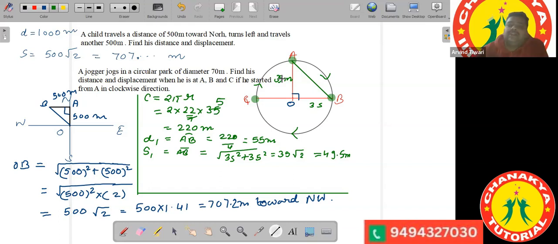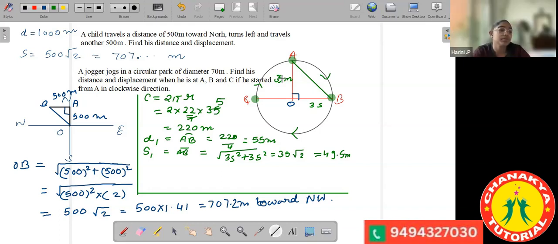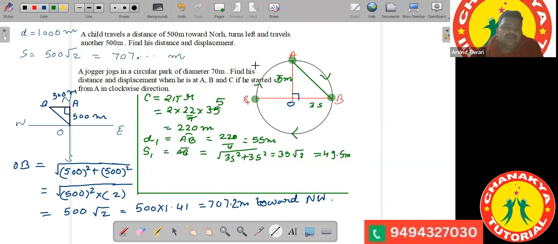Everyone has understood the calculation of the distance and displacement, this first point. Now, what would be the distance and displacement if the jogger is at this point? Let me mark a point diametrically opposite to A, and let this be point C. Let us see, he is at this point C and then at D. What will be his distance and displacement when the jogger is at point C?